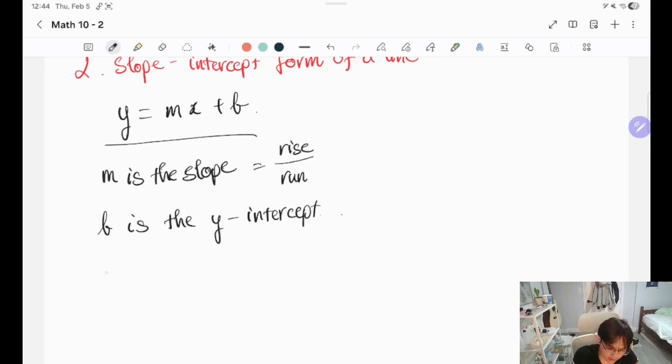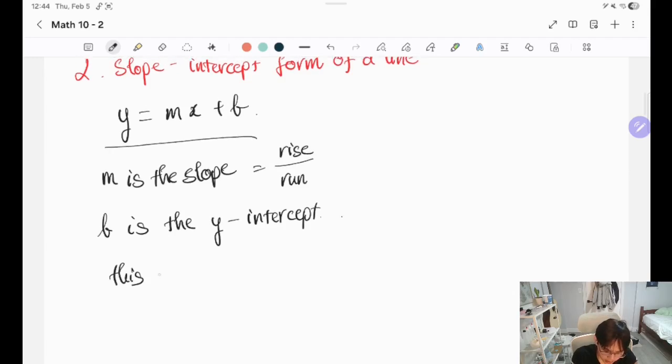Okay, this form has the benefit that it's easier to graph compared to the standard form, because we already know the slope and we already have the y-intercept, so it's much easier for us to begin graphing. It's easier to graph.